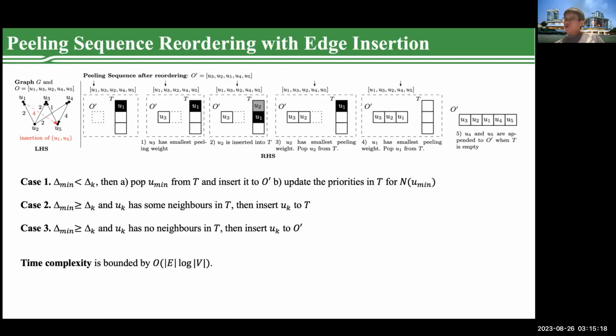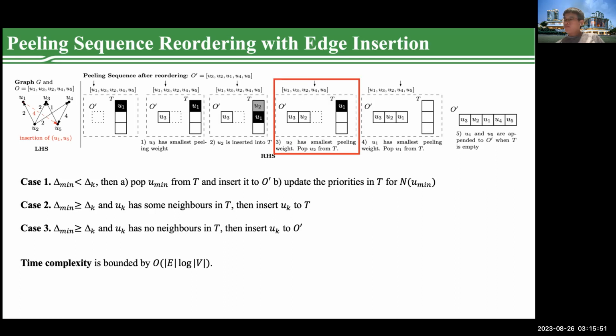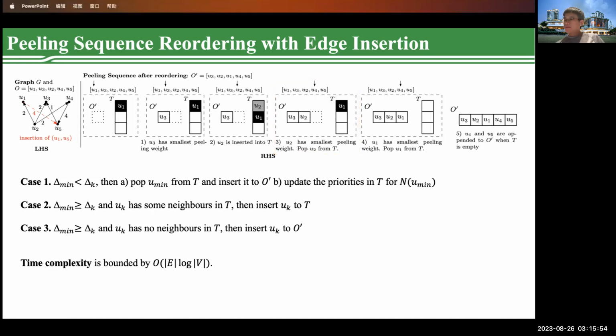Next, I will introduce how to do peeling sequence reordering with edge insertion. There are three cases. In the first case, if the edge insertion priority of vertex u_min, whose peeling weight delta is the minimum, is smaller than that of vertex u_k, two actions take place. We pop vertex u_min from the top of the heap T and insert it into the order set O', such as u_2. We update the priority within the heap T for the neighbors of the vertex u_min.